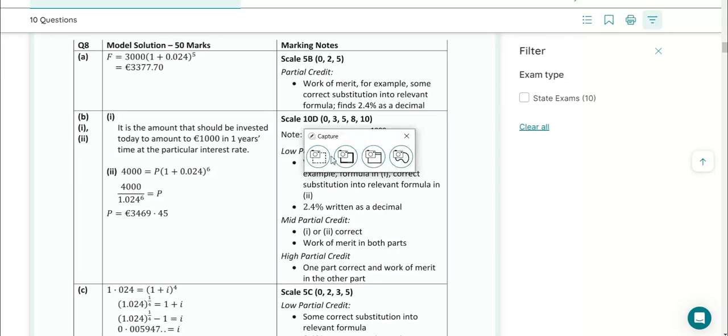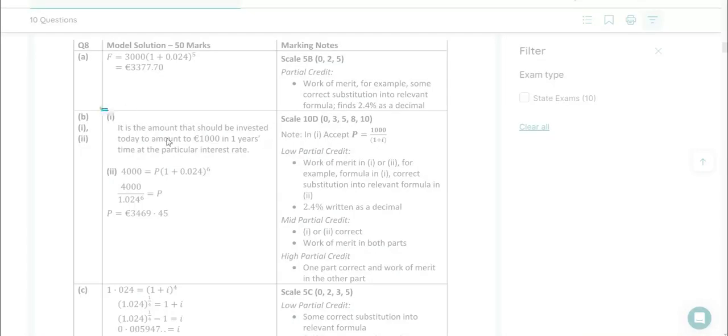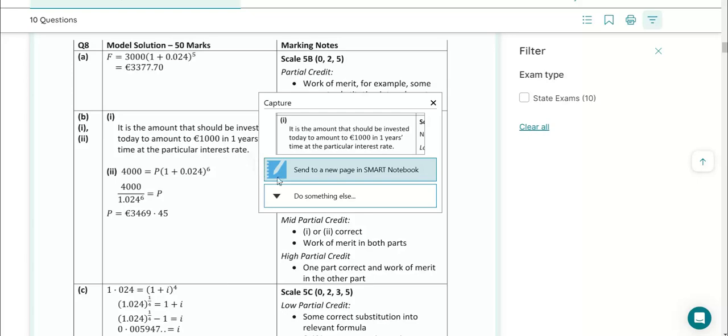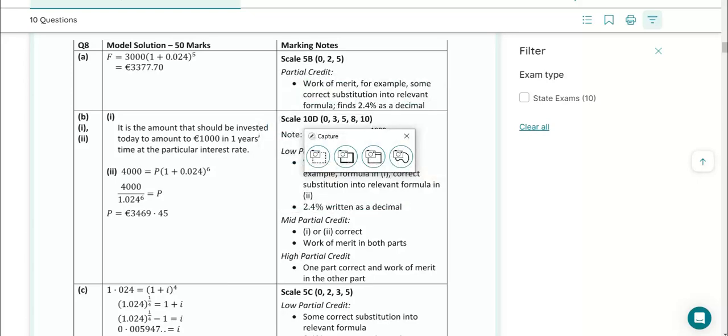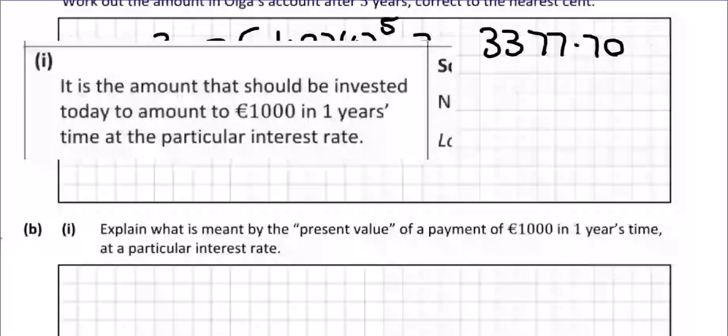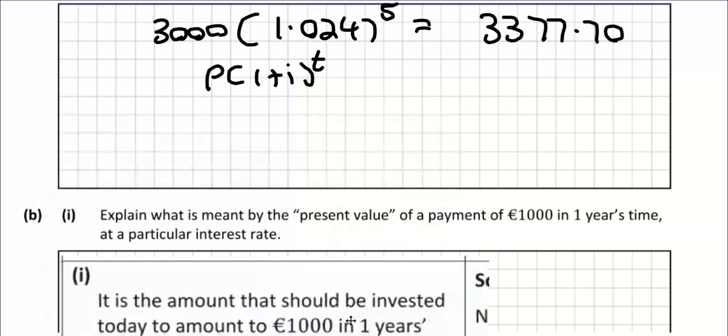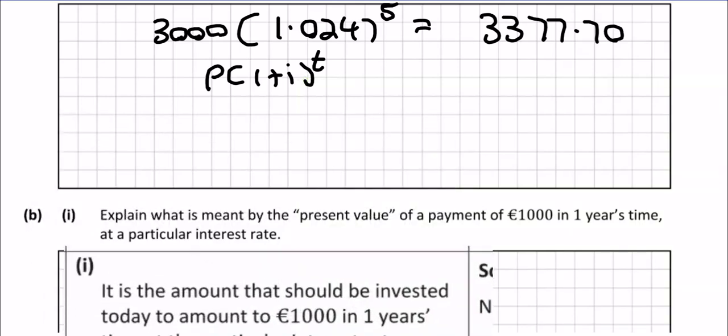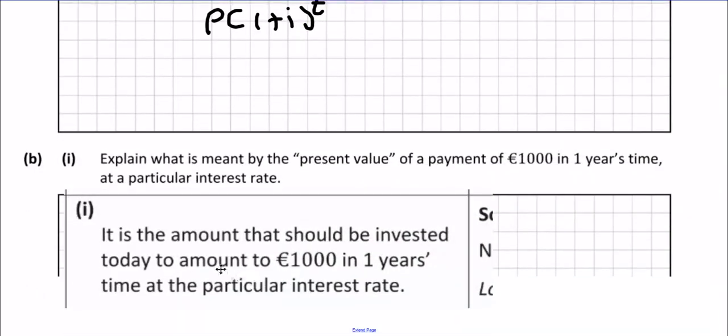Now, the next thing I'm going to do is grab this one here for myself, and I'm going to send it to the same page. Here we go, okay? Now, the next question is asking: explain what is meant by present value. Present value is the amount that should be invested to amount to €1,000 in a year's time at a particular rate of interest.